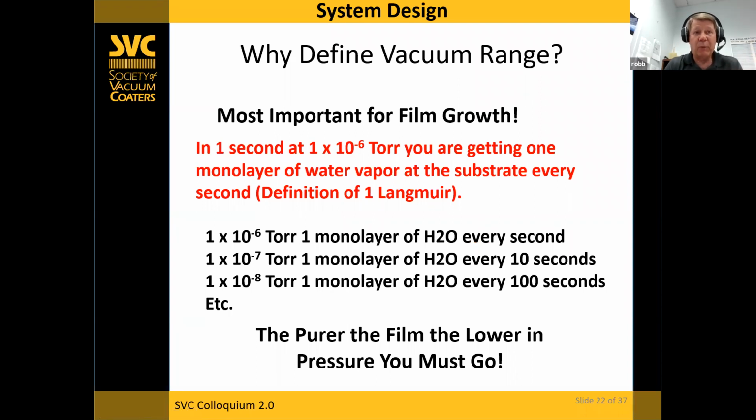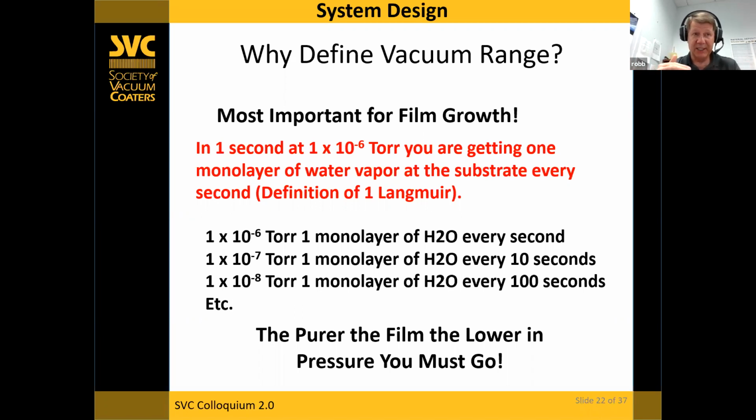So at 1 times 10 to the minus 6 torr, which a lot of people consider a low pressure, you have 1 monolayer of water vapor accruing at the substrate every second. And that's a large, heavy water vapor load for the substrate to take in, especially if you're depositing at a relatively slow rate. And likewise, at 10 to the minus 7 torr, you get 1 monolayer of water vapor every 10 seconds. And at 10 to the minus 8 torr, 1 monolayer every 100 seconds.